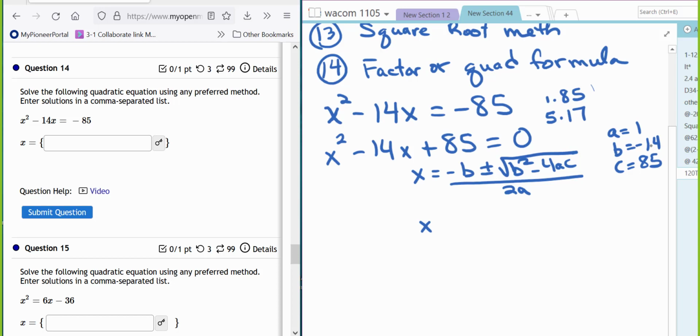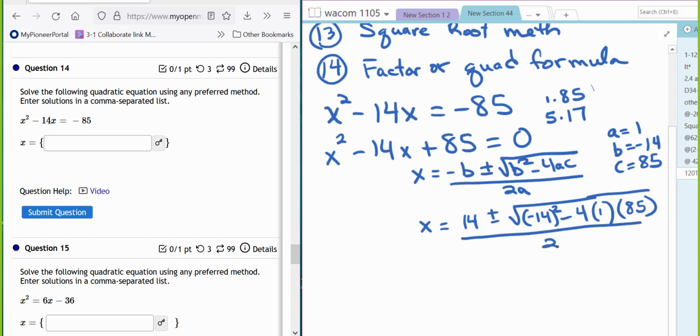So when you plug in your B, this says negative B, so this will actually be a 14 here, plus or minus, and this negative will go to the power, minus 4 times 1 times 85, over 2 times 1. So 14 plus or minus.